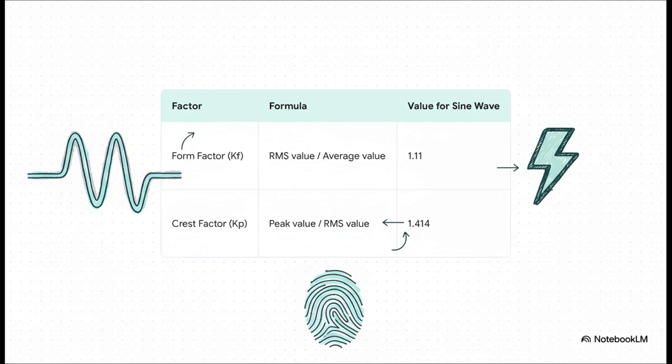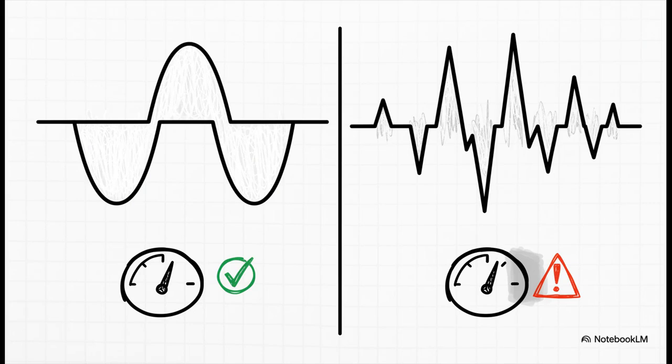And here's the crucial part. For a perfect, pure sine wave, the form factor is always going to be 1.11, and the crest factor is always going to be 1.414. These numbers are like a unique fingerprint for a perfect sine wave. So why does this matter in the real world? Well, imagine an engineer is checking the power going into some really sensitive hospital equipment. If they measure the signal and the crest factor isn't 1.414, they know instantly that the power is distorted or noisy, and that could damage the machine. It's a super fast and powerful diagnostic check.